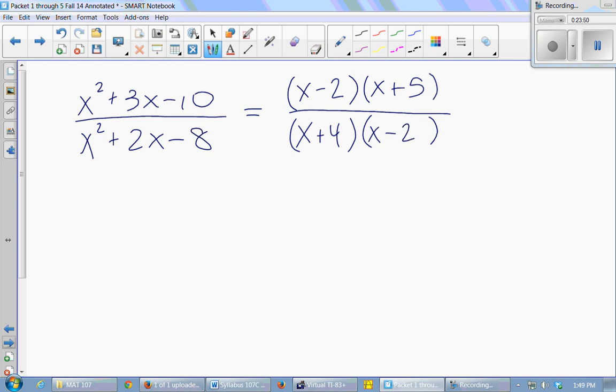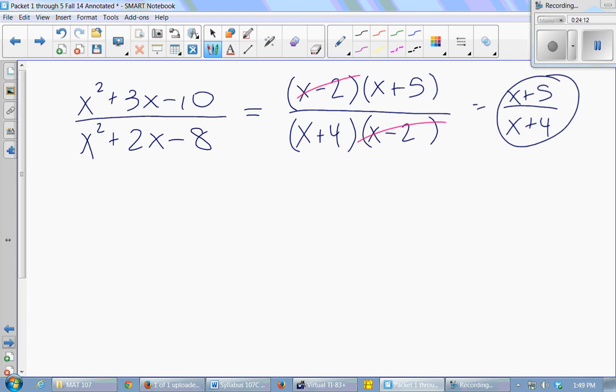Do I have any foo-foos? Yeah, I have x minus 2 on the top and the bottom. That's a fancy form of 1, right? Because one thing divided by itself is 1 that cancels. And so you're just left with x plus 5 over x plus 4. Okay.